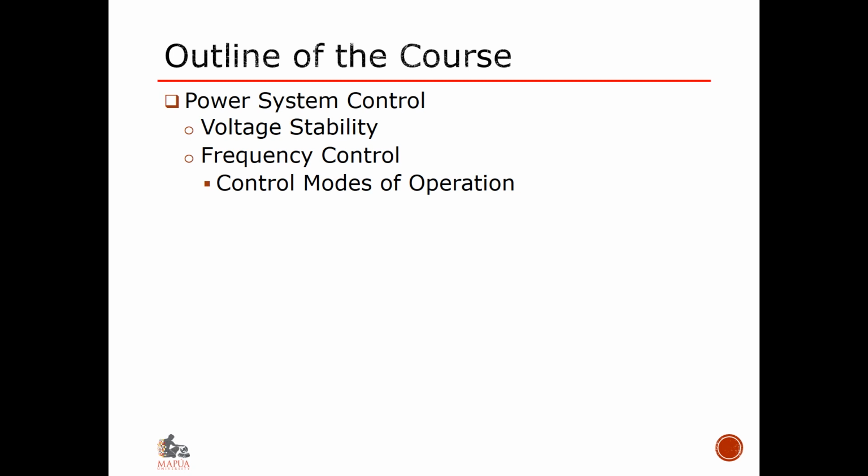Now, for the last part of this course, we'll be tackling power system control, which involves mainly two aspects: voltage stability, and the other one, the commonly managed type of control in power system operations, which is frequency control. Under frequency control are the different types or modes of operation, specifically automatic generation control, and then the free governor mode or the local governor control action.